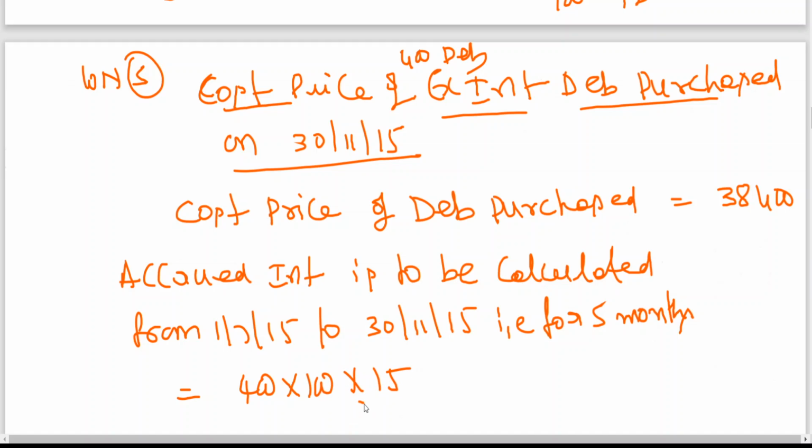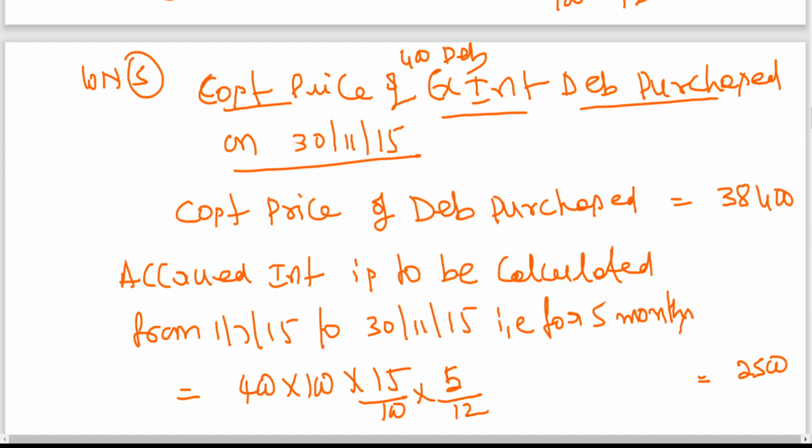400 debentures into 100 into 15% into 5 by 12. It is coming to 2,500. This 2,500 rupees will be taken to which column? Interest column. Clear to all of you?